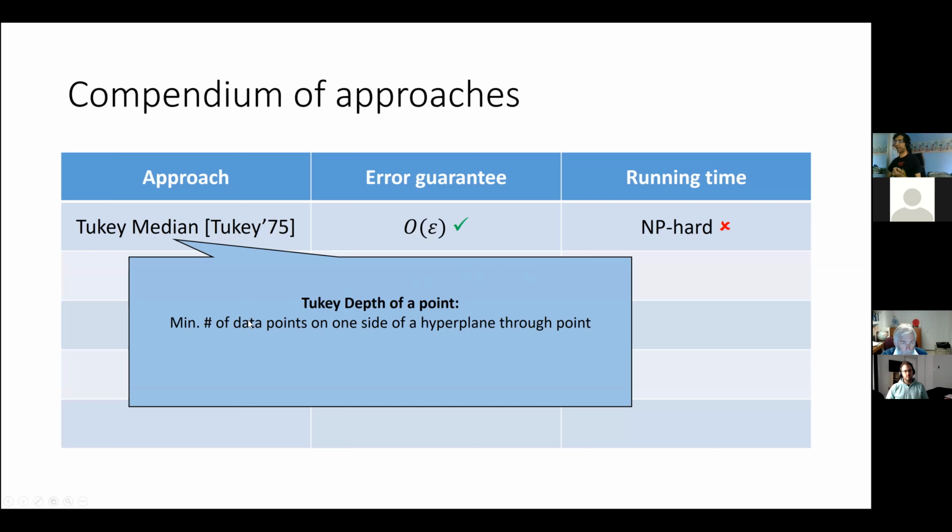The Tukey depth of any point in space is the minimum number of data set points on one side of a hyperplane through the point. So you consider rotating all hyperplanes, and you pick the one which gets you out the quickest if you wanted to escape the data set. Don't worry too much about the definition. It just sounds kind of hard because you have to consider all possible directions. And then the Tukey median of a data set is the point with the maximum Tukey depth, which is not necessarily in the data set.